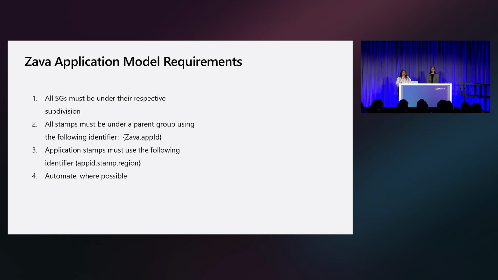Lucky for her, 𝗲𝗲 decided to go through and inventory all their applications, and they gave some strict requirements. First, all SGs must be under their respective subdivision. Lucky for her, the cloud admins already started it. So this is what her current hierarchy looks like.